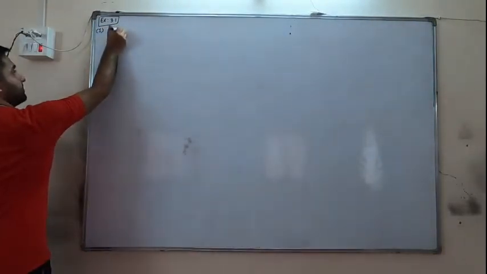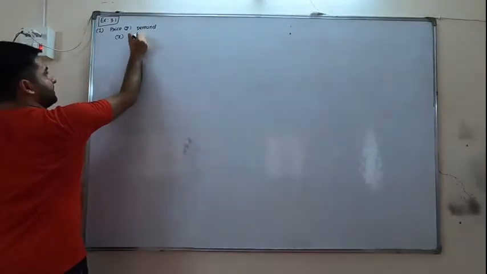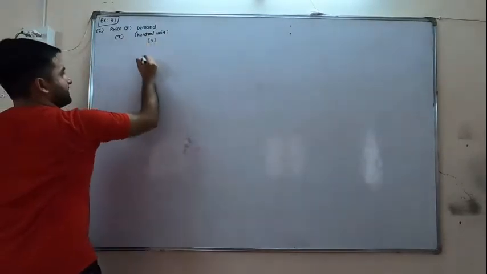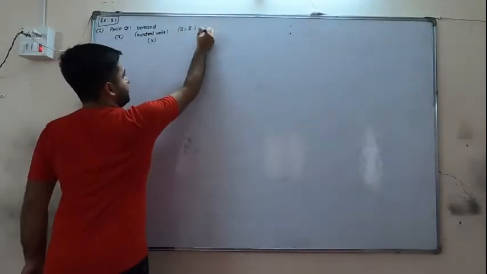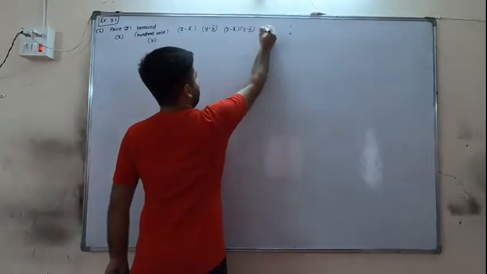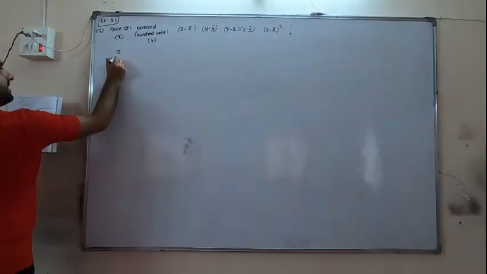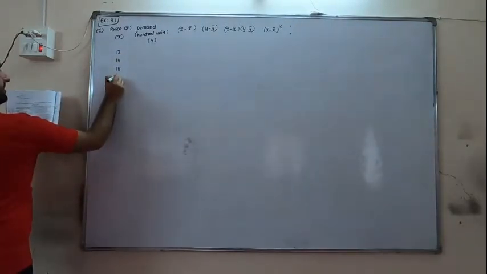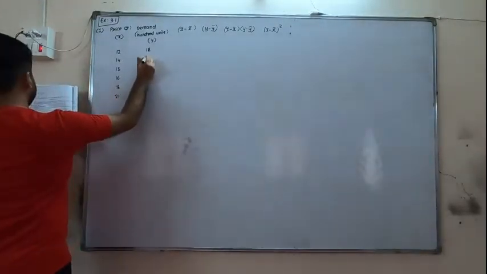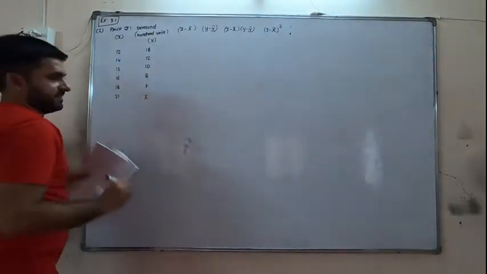So first column, price is in rupees, this is X. Demand in 100 units, it is Y. We want X minus X bar, we want Y minus Y bar, we want X minus X bar multiplied by Y minus Y bar, and we want X minus X bar square. 12, 14, 15, 16, 18, 21. 18, 12, 10, 8, 7, 5.